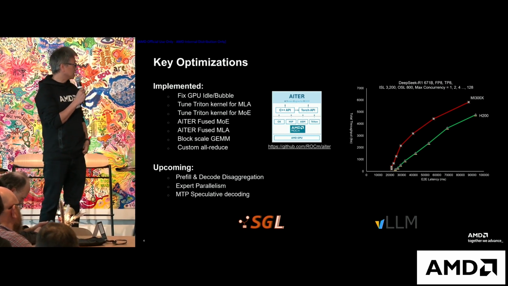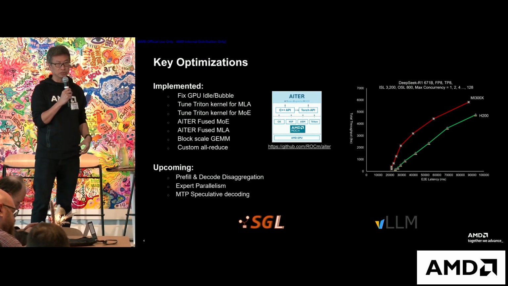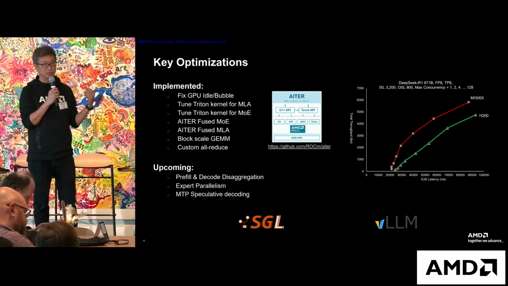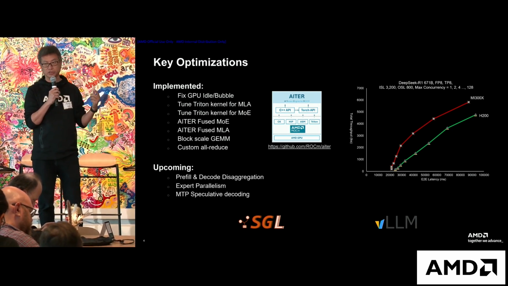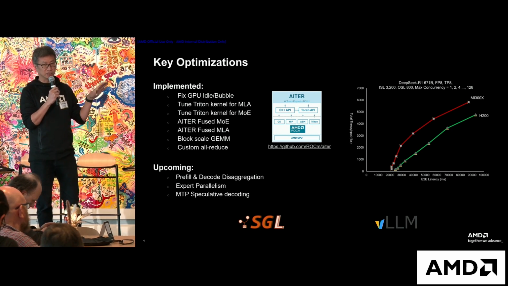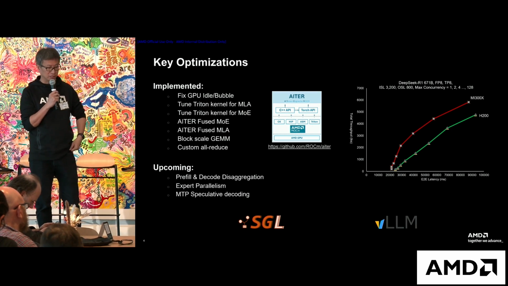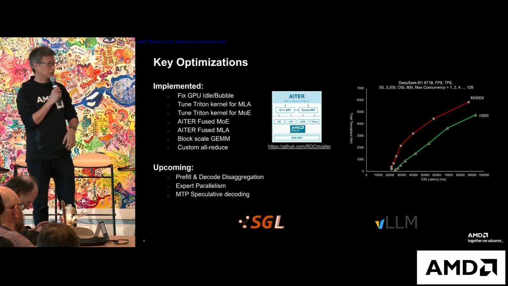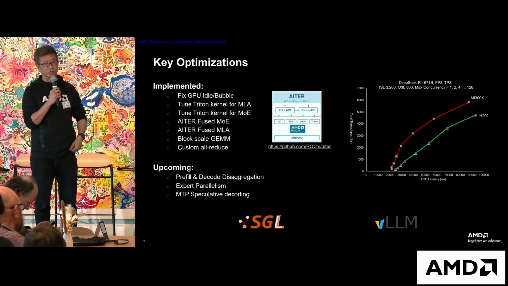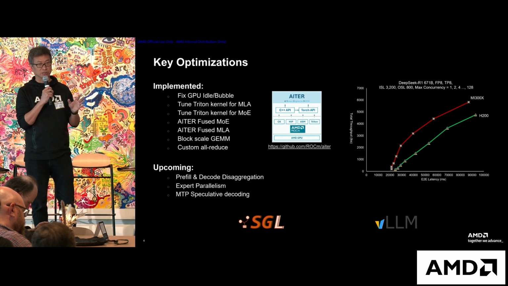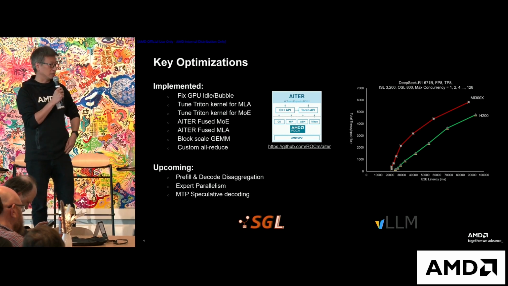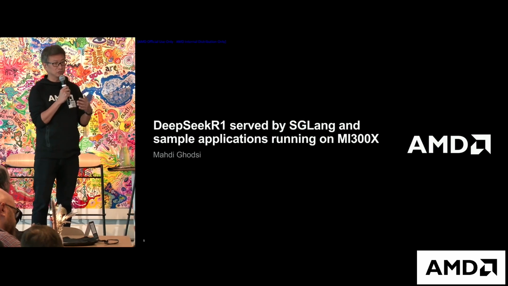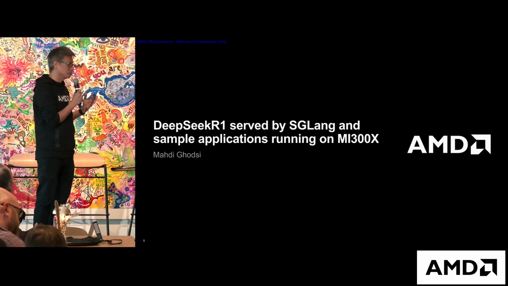Meanwhile, we are also working on something new, which is upcoming, and many people are very interested. It's multi-node inferencing with prefill and decode disaggregation. You can read about it in the technical report from DeepSeek, as well as expert parallelism across nodes, and also multi-token prediction based speculative decoding. We are working on that. It's coming. With that, we can achieve pretty good performance. Then I will hand it over to Mehdi, who will show some nice demos. Yeah, thank you.